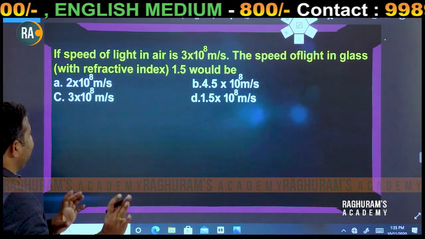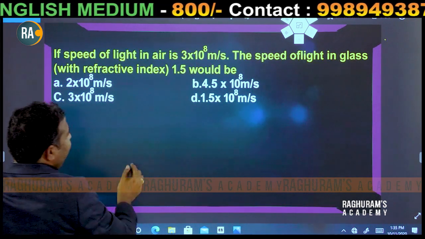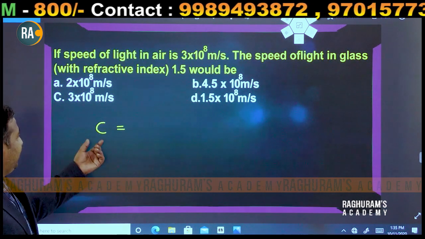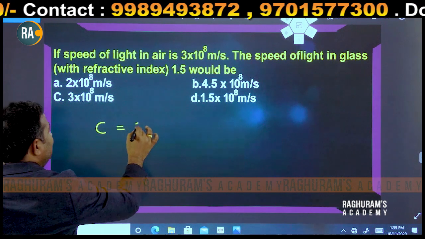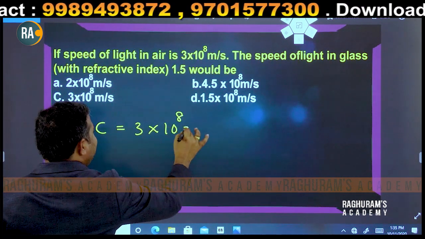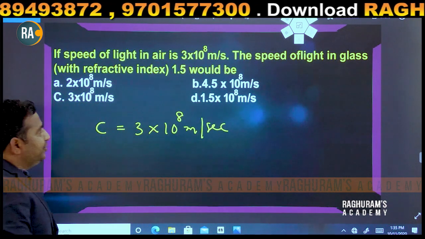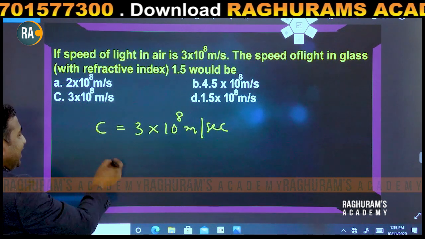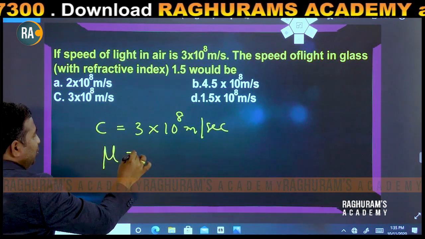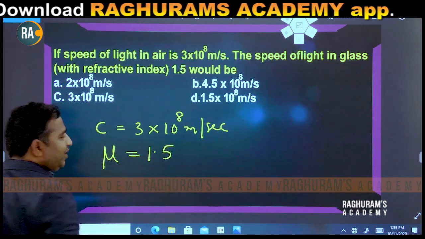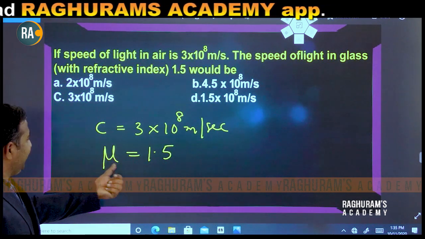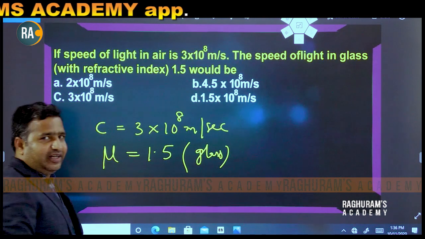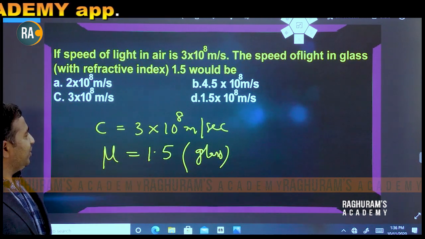Just observe one thing here. The speed of light in air is 3 into 10 to the power of 8. Speed of light is indicated by c, so c is equal to 3 into 10 to the power of 8 meter per second. This is the speed of light in vacuum. Now the refractive index, denoted by mu, is 1.5. This belongs to glass. The refractive index of glass is 1.5.